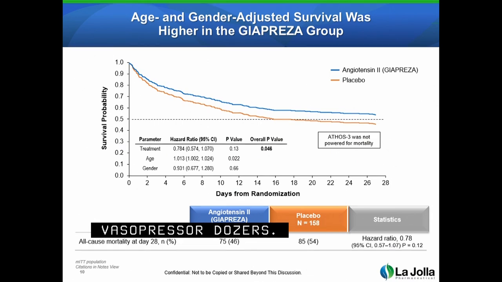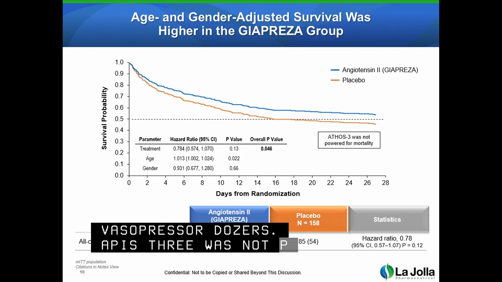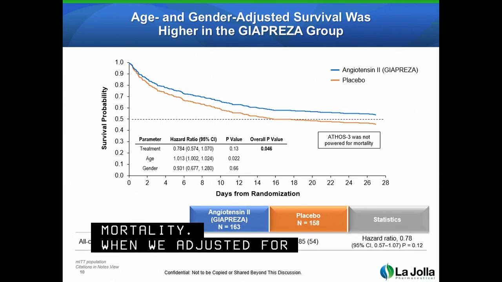Now, ATHOS 3 was not powered to show mortality. However, when we adjusted for age and gender, the survival in the Giapreza group was significantly greater.